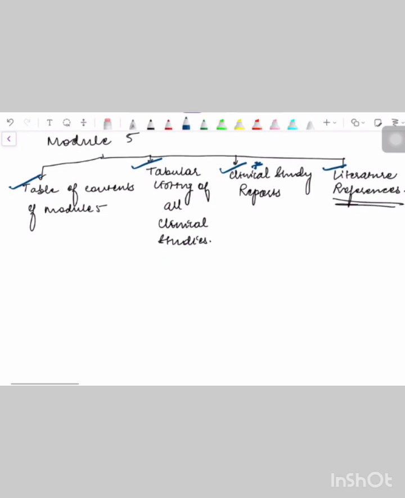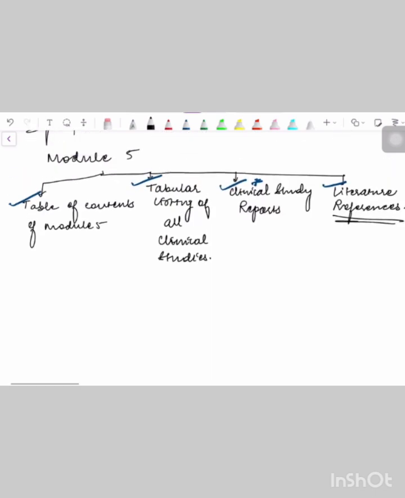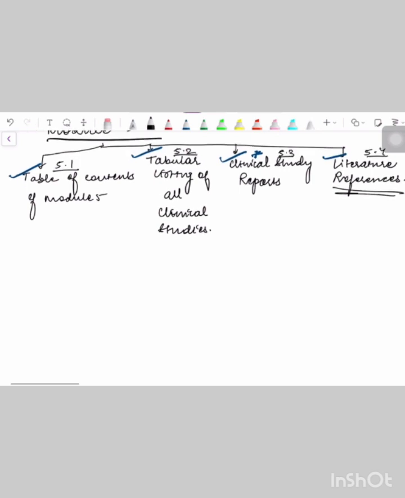Now we'll see how these sections are numbered. Let me write it here. This is module 5, right? This section is known as 5.1, table of contents of module 5. This will be 5.2, tabular listing of all clinical studies. 5.3, clinical study reports. And 5.4 is literature references. We will look in detail at 5.3, that is clinical study reports, and what this section has for us.